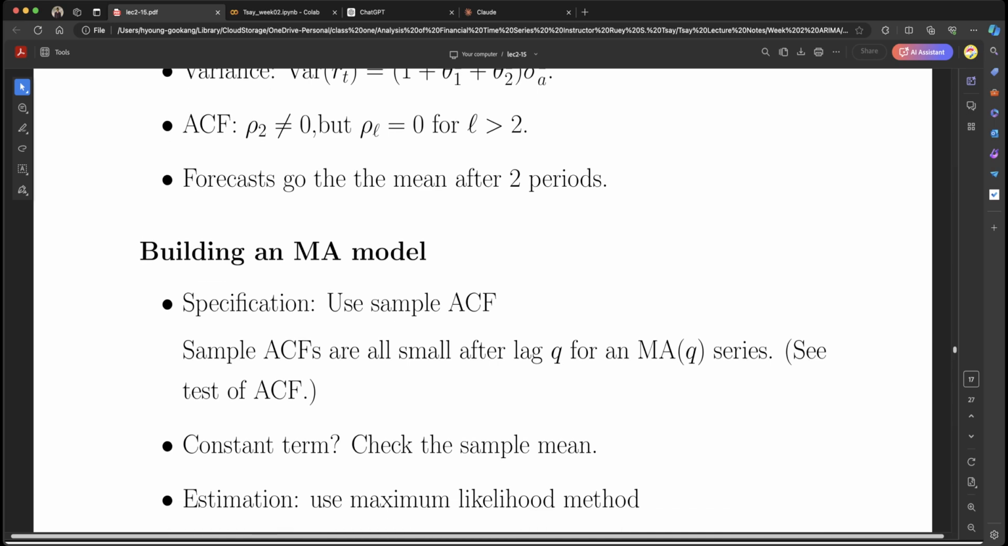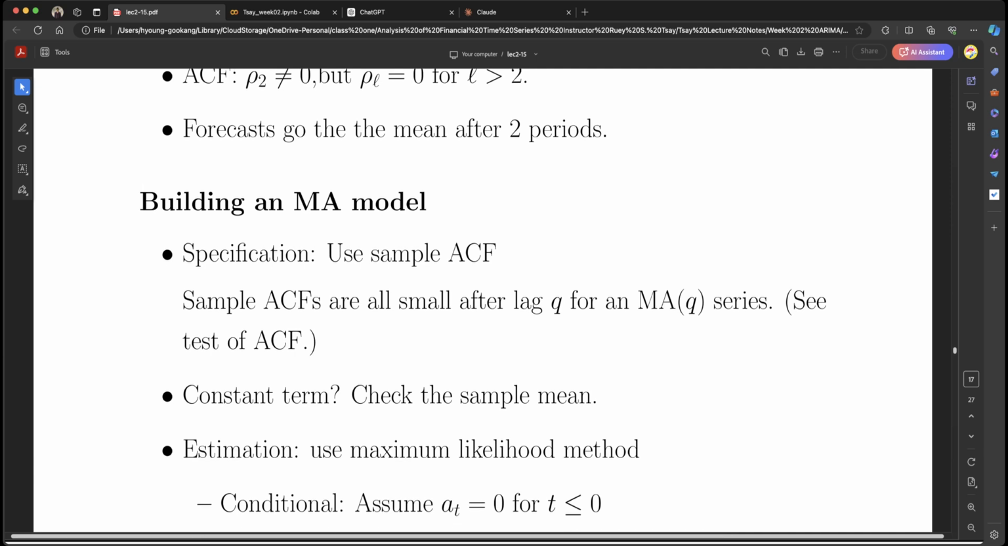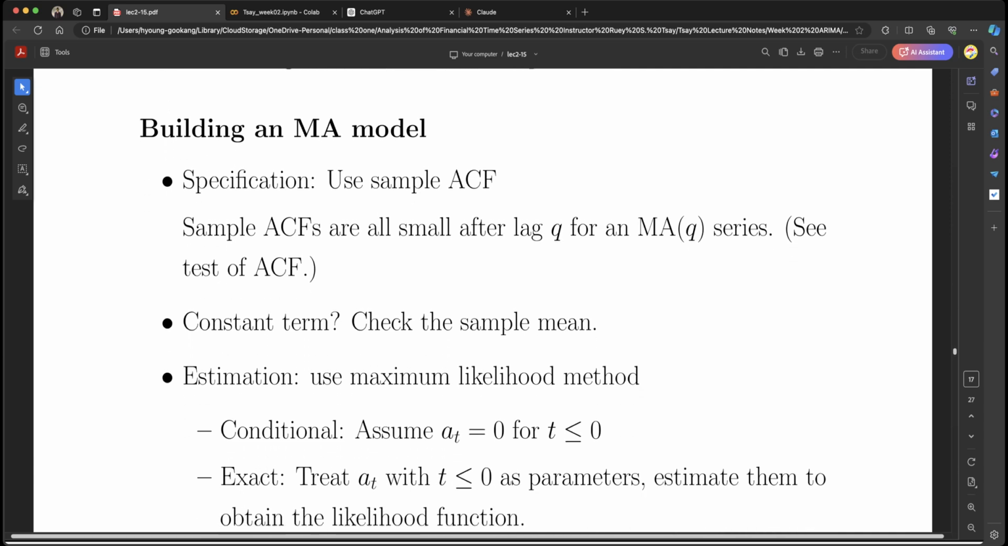Building an MA model, specifically, use the sample autocorrelation function. The sample autocorrelations are small after lag q for an MA(q) series, which means that after q steps the correlation becomes 0, which is an exact property of this model, right? Then it implies that maybe it is an MA(q) process. For the constant term, check the sample mean.